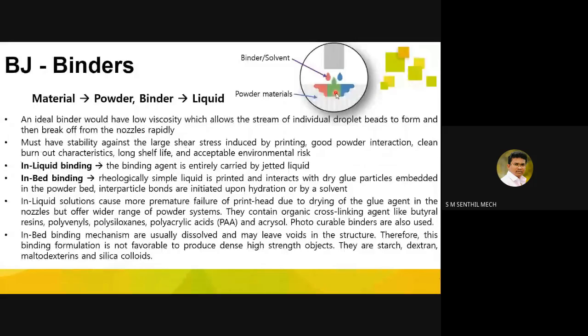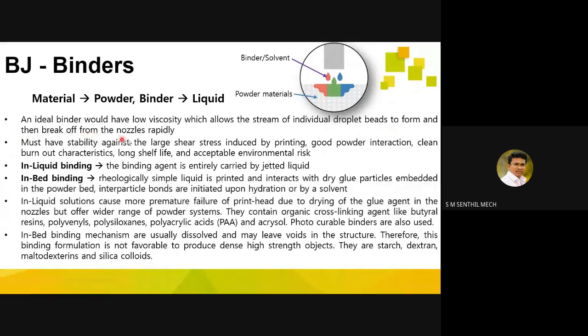So this is an ideal binder, because when you are talking about the binder jetting process, the powders which are being used in SLS and SLM can also be used here. But the main difference is the binder which you are using. Usually the binders will be of two types, which we'll be discussing now. Okay, an ideal binder would have a low viscosity, which allows a stream of individual droplets to form and then break off from the nozzle rapidly.